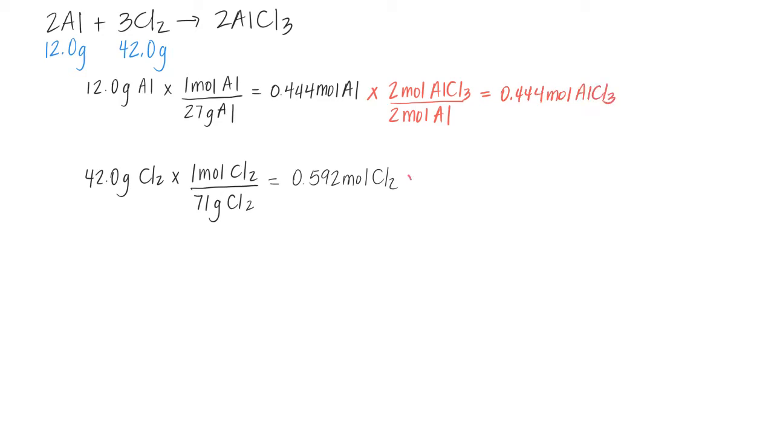And for the chlorine, we can make 2 moles of aluminum chloride from every 3 moles of chlorine, which gives 0.395 moles of aluminum chloride. So the reactant that produces the least amount of product will be our limiting reactant. In this case, chlorine gives us 0.395 moles of aluminum chloride, while the aluminum gives 0.44 moles. So chlorine is the limiting reactant.